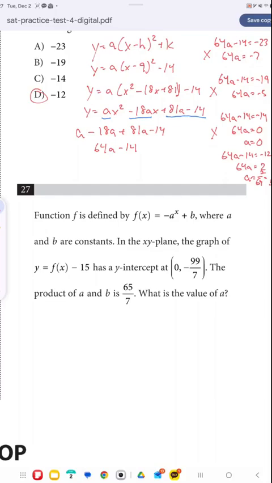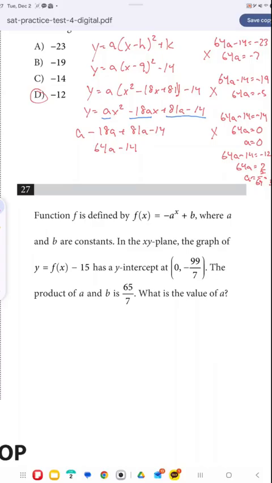Question 27. Function f is defined by f of x is equal to negative a to the x power plus b, where a and b are constants. In the xy plane, the graph of y equals f of x minus 15 has a y-intercept at (0, negative 99 over 7). The product of a and b is 65 over 7. What is the value of a?